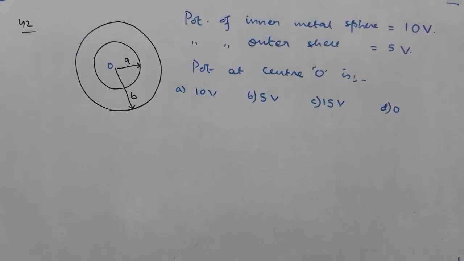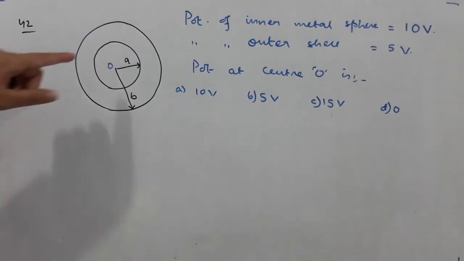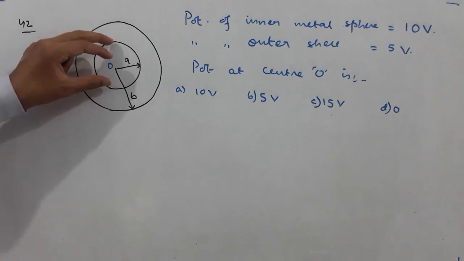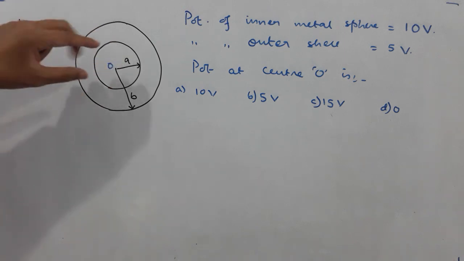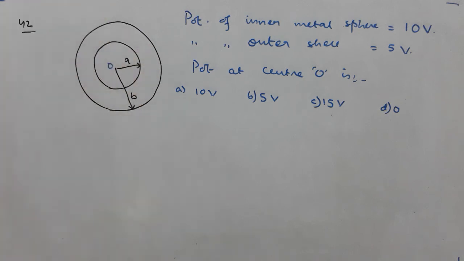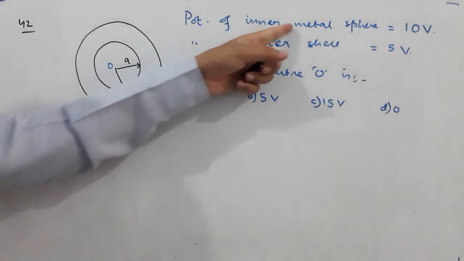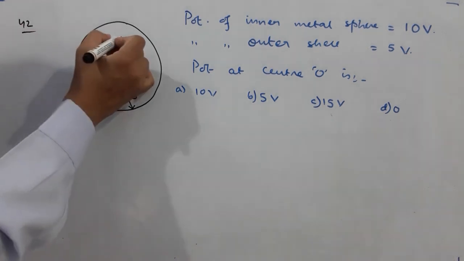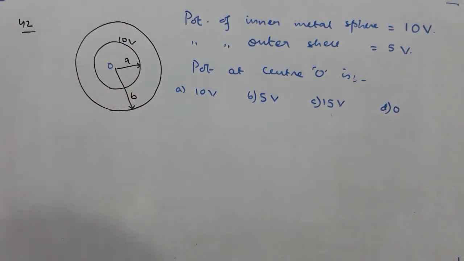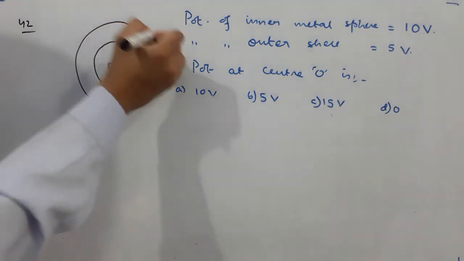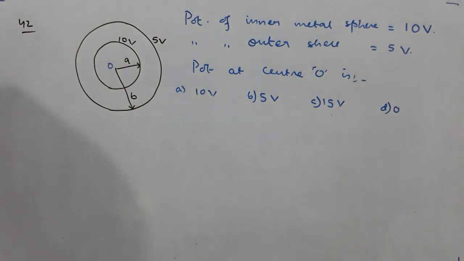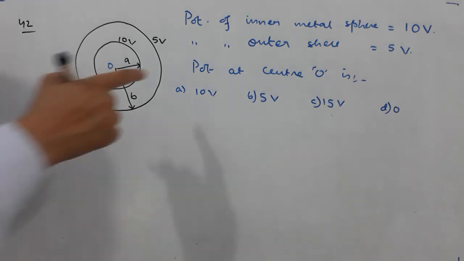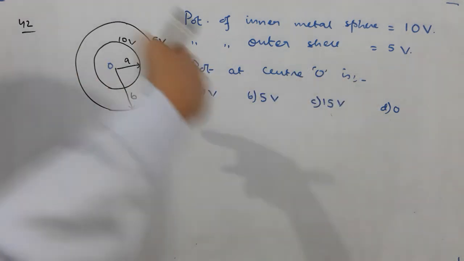Let's see the next question. This is a metal sphere. This is spherical metal, radius A, and it is enclosed by a spherical shell. The question is that the electric potential of the inner metal sphere is 10 volt. So this one is at 10 volt. And the outer shell, its potential is given to be 5 volt. You are asked to find the potential at the center. So potential at the center, which of these four options is correct?